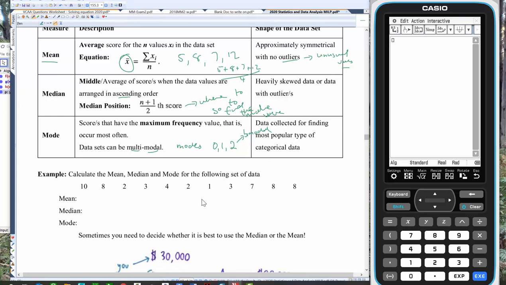So the mean, let's do that first. What we're going to do is add these numbers together and divide by the number of numbers. To get the mean, we're going to go 10 plus 8 plus 2 plus 3 plus 4 plus 2 plus 1 plus 3 plus 7 plus 8 plus 8, all over the number of numbers. So we've got 1, 2, 3, 4, 5, 6, 7, 8, 9, 10, 11, all divided by 11. And there's no way I'm going to work that one out by hand, so let's plug that into the calculator.